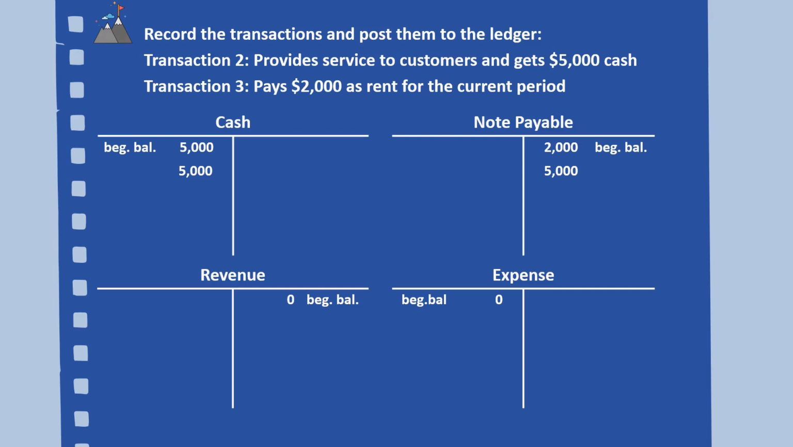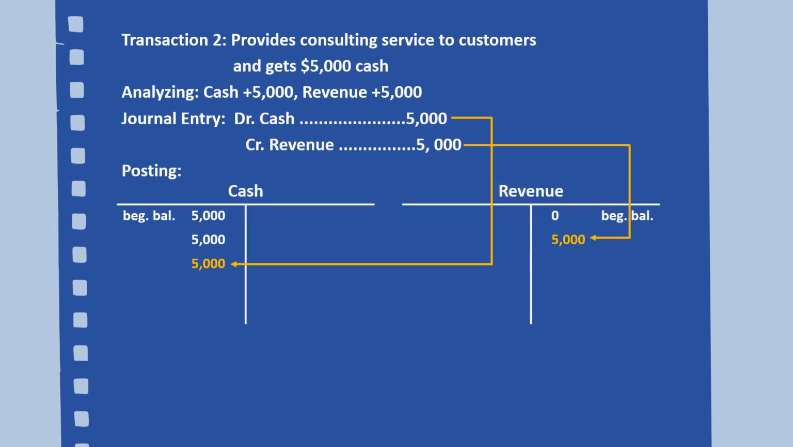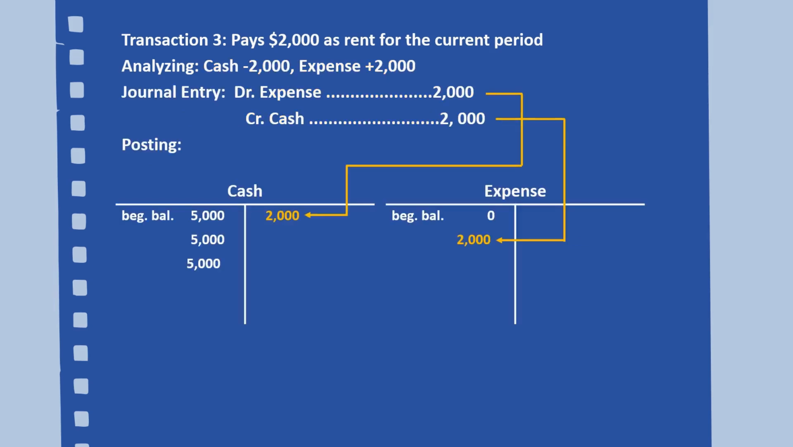Welcome back. Did you nail it? Let's walk through this together. For transaction 2, both cash and revenue increase by $5,000. So we debit cash and credit revenue. Now we can post them to the ledger. Transaction 3 decreases cash by $2,000 and increases expense by $2,000. So we debit expense and credit cash, and we post these to the ledger.